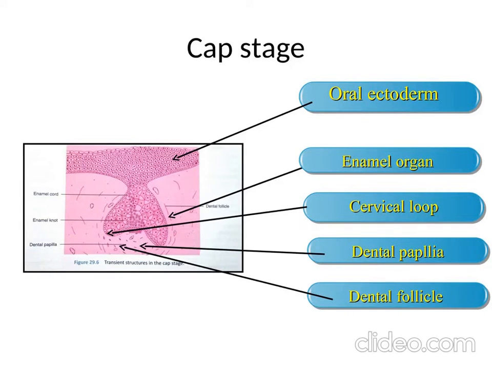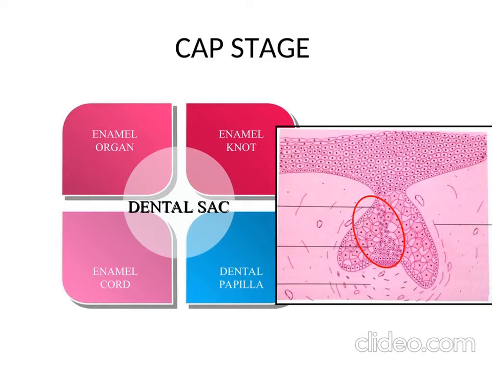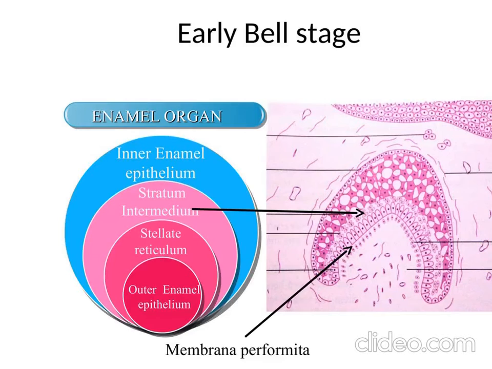You know what are those? The outer enamel epithelium, inner enamel epithelium, stellate reticulum. The cervical loop is the connecting point between the outer and inner enamel epithelium, the dental papilla, and the dental follicle. So every stage of tooth development will have an enamel organ, dental papilla, and dental follicle, with a few changes happening within the enamel organ. Here you have to remember, in cap stage is formation of enamel knot and enamel cord.